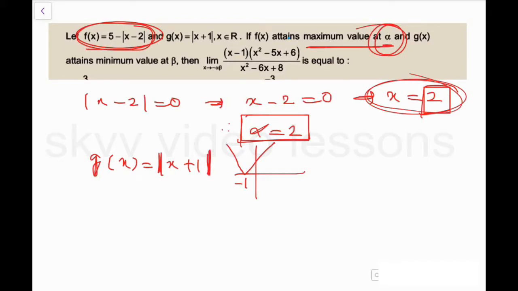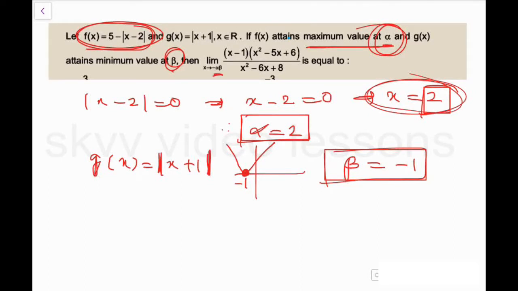Where will it take the minimum value? It takes the minimum value at minus 1. If you put minus 1 in place of x, minus 1 plus 1 becomes zero. So here g of x takes minimum value at minus 1. That is what the problem calls beta. So the beta value is minus 1.